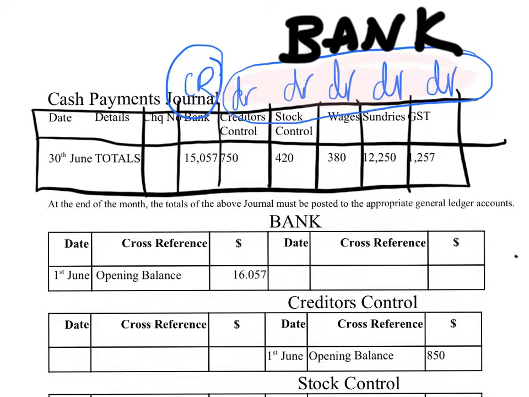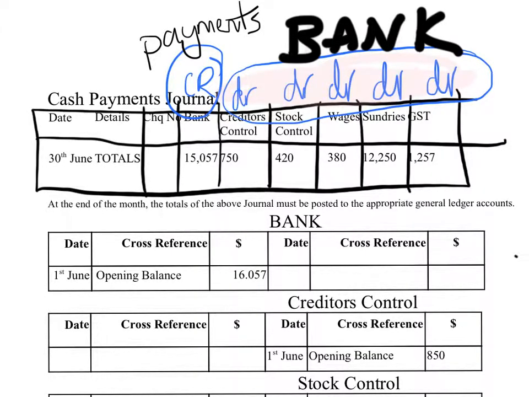Now, because the bank account wouldn't have 1, 2, 3, 4, 5 cross references, it's one of the few accounts where the cross reference is just a word. And in this case, we're going to use the word payments.